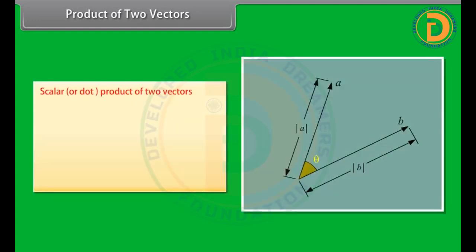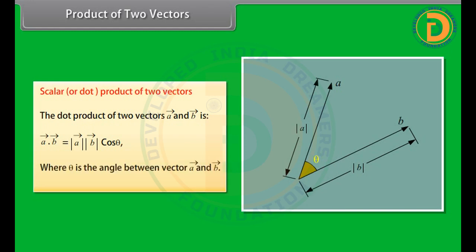Product of two vectors. Scalar or dot product of two vectors. The dot product of two vectors A and B is magnitude of A times the magnitude of B, then multiply the cosine of the angle between A and B, where theta is the angle between vector A and B.